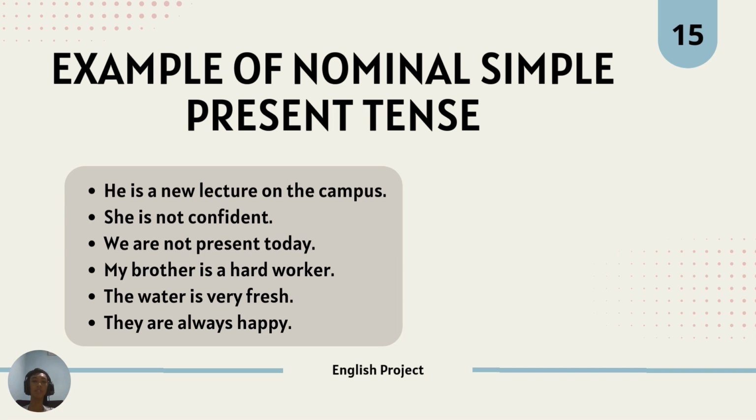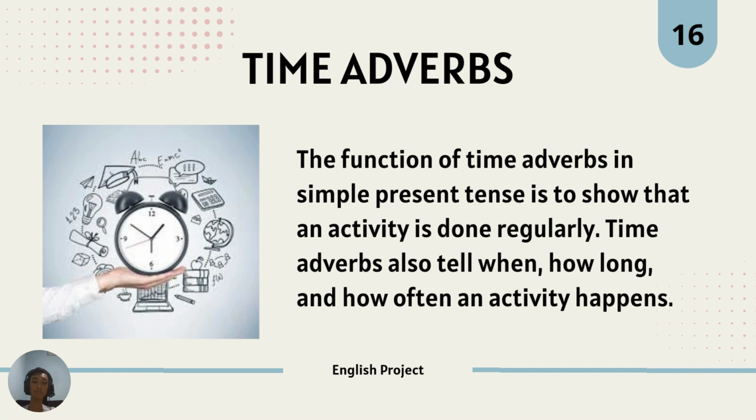Example of nominal simple present tense. He is a new lecturer on the campus. She is not confident. We are not present today. My brother is a hard worker. The water is very fresh. They are always happy.